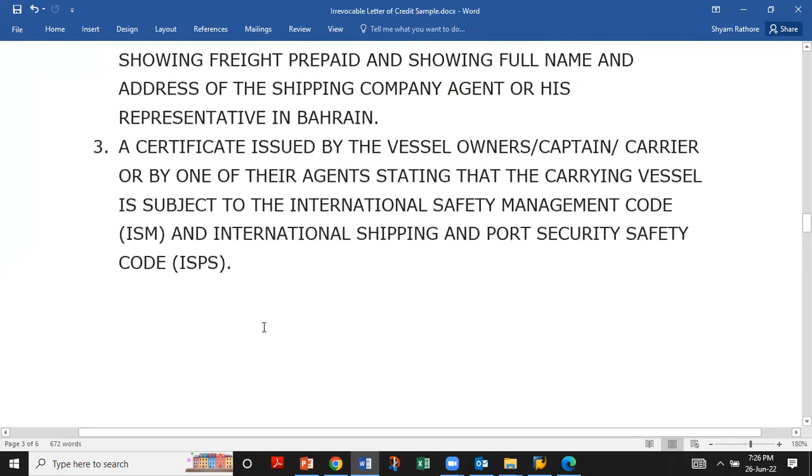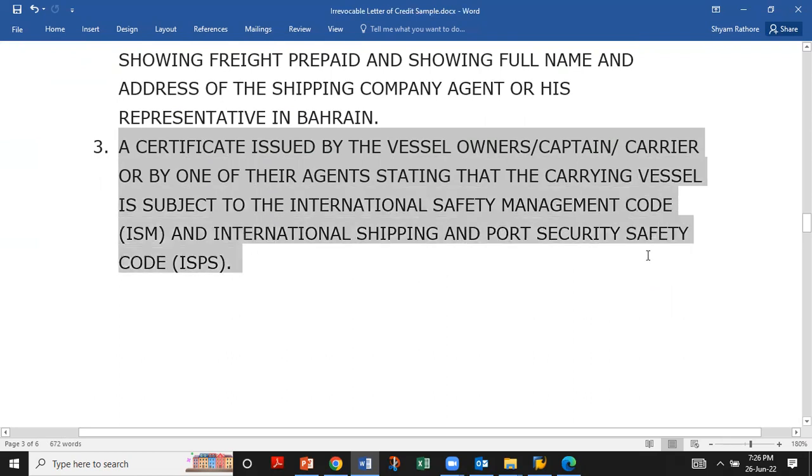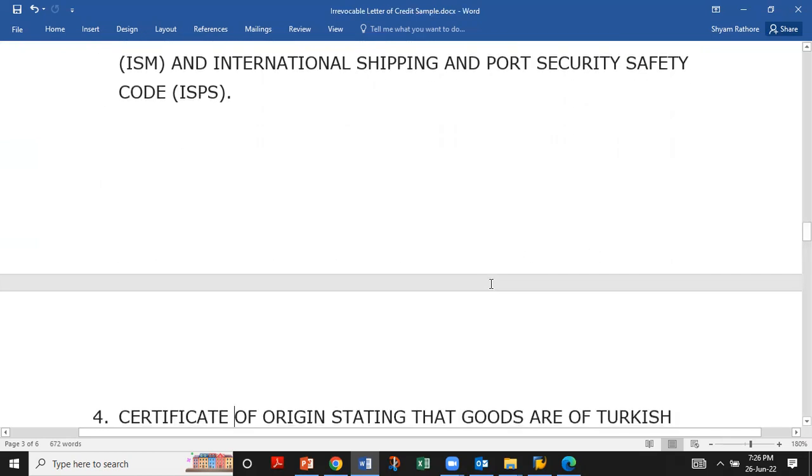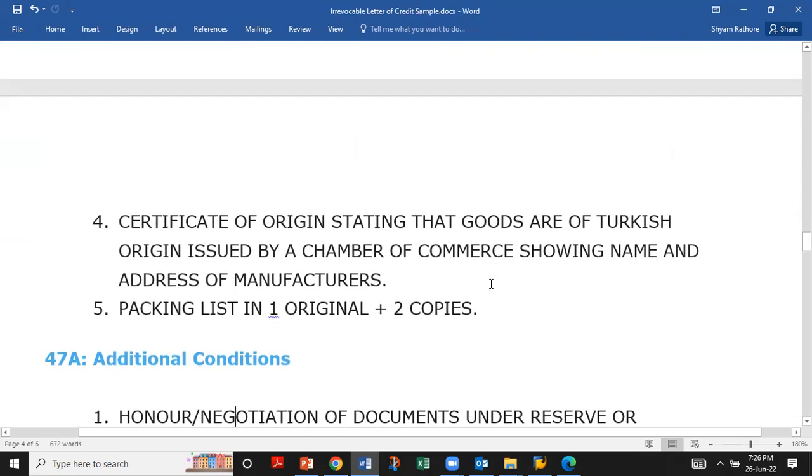Now the third document is a certificate issued by the vessel owners, captain or carriers or their agents, stating that the carrying vessel is subject to the International Safety Management Code and International Ship and Port Security. So there is a certificate issued by the captain that the ship is following the safety and security instructions. This certificate also needs to be presented with these documents, and it is provided by the shipping line.